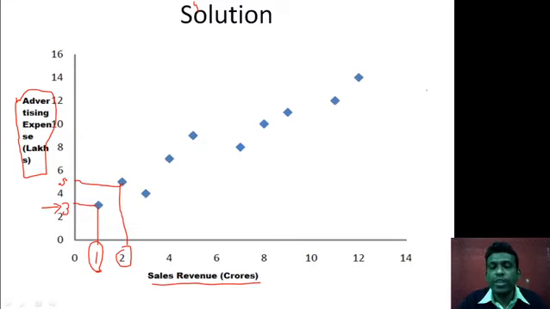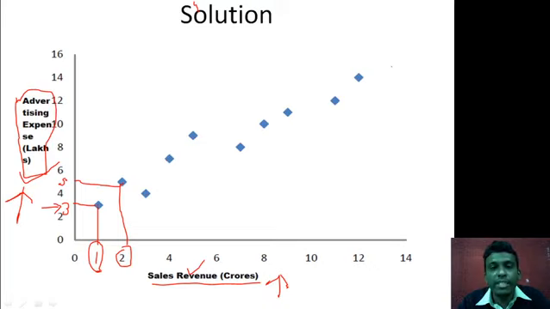Now they have asked you whether there is any correlation, that is, any association between the variables. Now clearly from the graph you can see that as the value of sales revenue is increasing, the value of advertising expenditure is also increasing. So both the variables are moving in the same direction, both are moving up together. So in this case we see that there is a positive correlation.